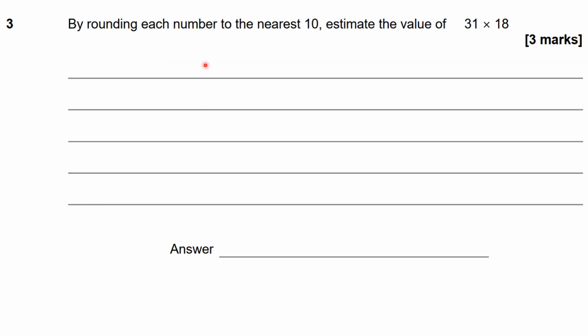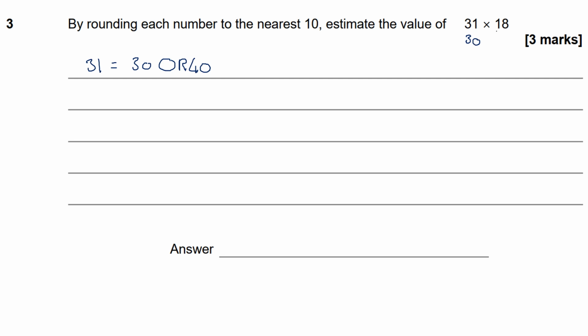So by rounding each number to the nearest 10, estimate the value of 31 times 18. If you don't understand how to round numbers, then please just drop a comment and I'll do a full video on that, or we'll have a video published at some point, but let's just do it. So 31, the nearest 10 means that 31 is either going to be 30 or 40. Well, if we think we've got 30, 31, 32, 33, 34, all the way up to 39 and 40, 31's clearly closer to 30. So that one we'll call 30.